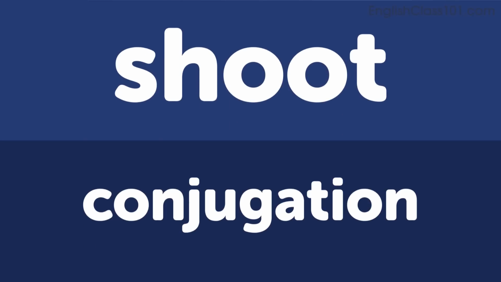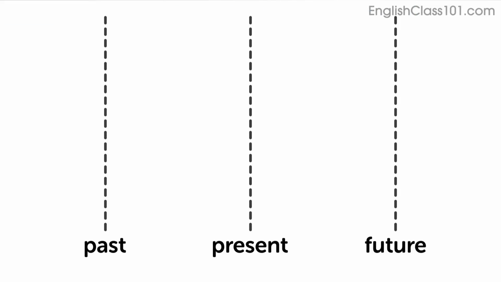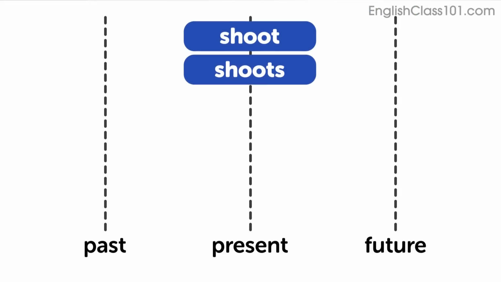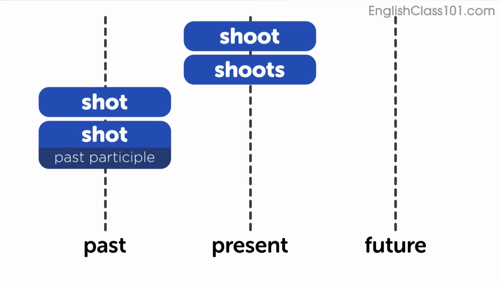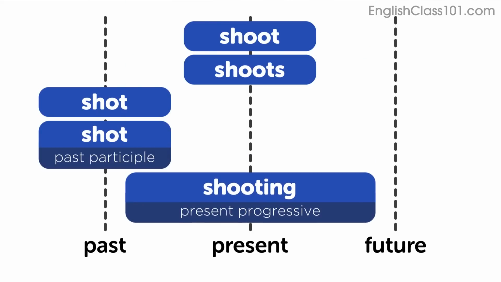Let's look at the conjugations for this verb. Present: shoot, shoots. Past: shot. Past participle: shot. Progressive: shooting.